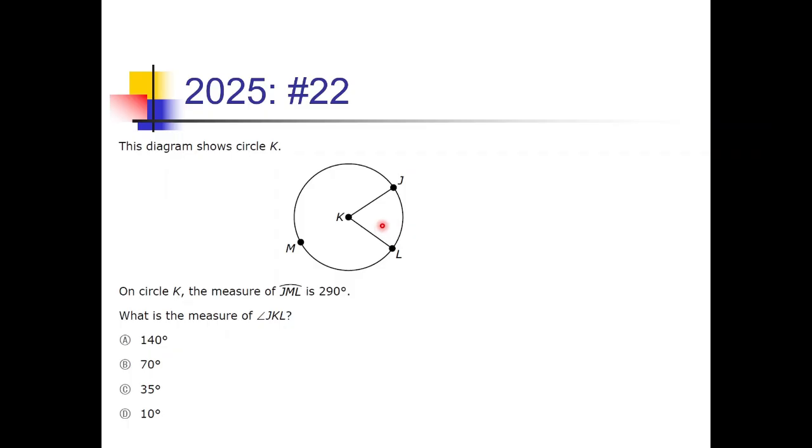That means that the measure of angle JKL is also going to be the measure of arc JL, the arc that it intercepts, the minor arc. So that's kind of our starting assumption here. And that means we just have to actually find the measure of arc JL. Well, we know there's 360 degrees in the whole circle. So to find JL, we just have to do 360 minus the major arc, which they told us was 290 degrees. So 360 minus 290 then is going to give us 70 degrees, choice B.